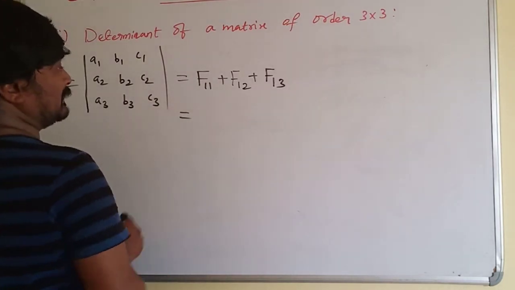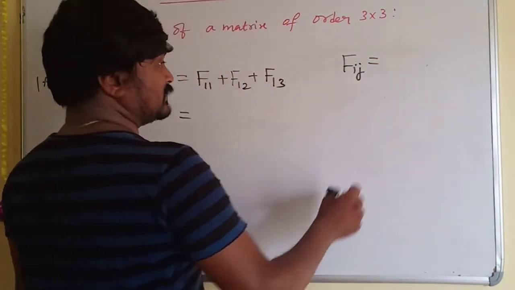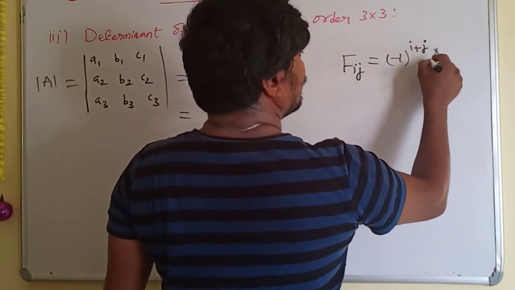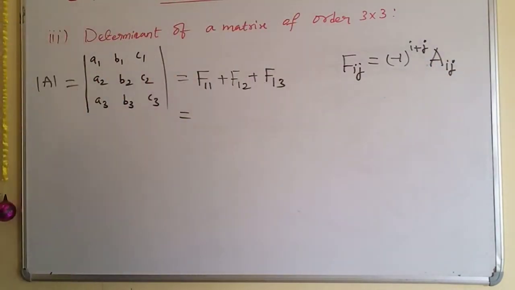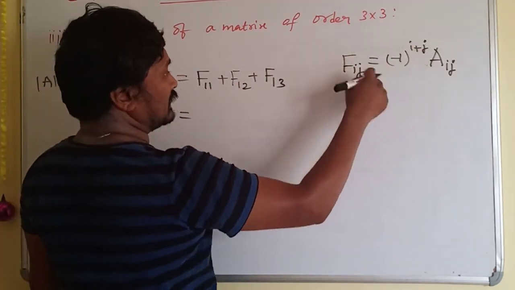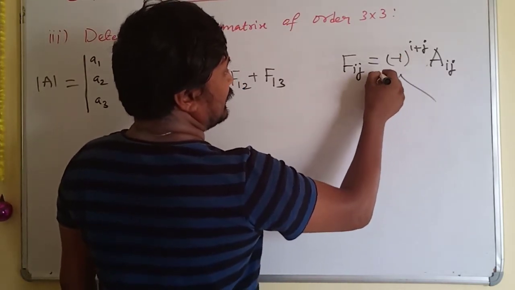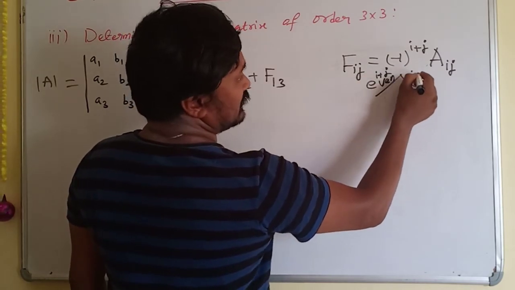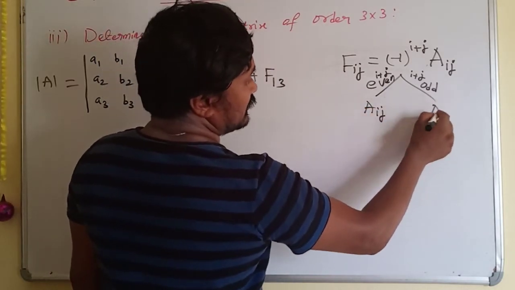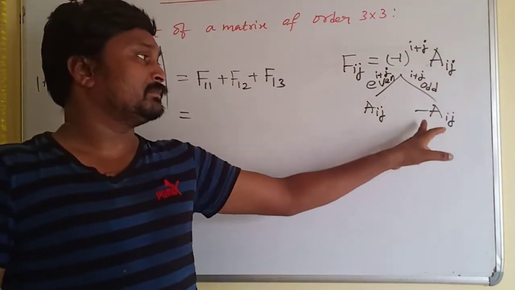So here F11 means, you already know that the cofactor Fij is equal to minus 1 to the power of i plus j into Aij, right? So now what I need to do for that? So here 1 plus 1, 2, minus 1 whole square. So already here it is given for you, 2 points. If the sum i plus j is even, you get Aij, and if i plus j is odd, you get minus Aij. So even means you get Aij, odd means minus Aij.